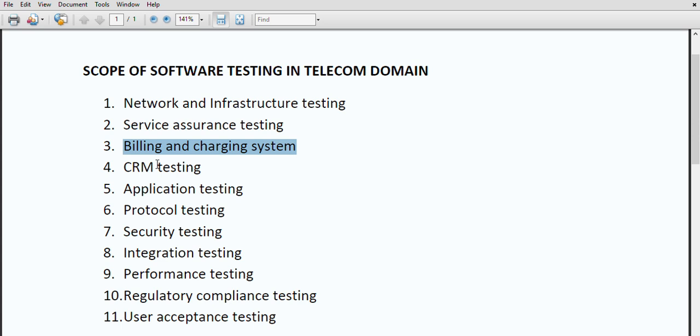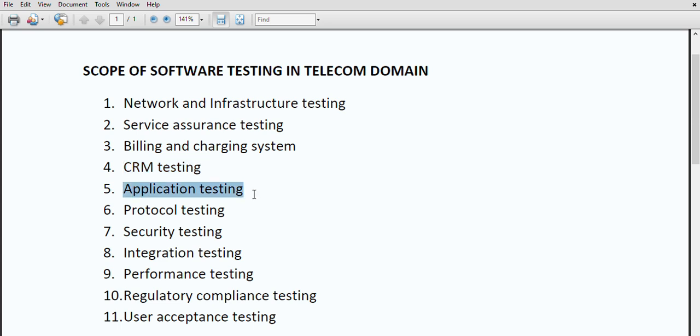Then CRM testing. Here you test the software used for customer management, including handling inquiries, service requests, and customer data management. CRM testing is one of the most important types of testing, because customer related information is stored here and you are directly working on the customer data. So this testing is very important in the telecom domain.